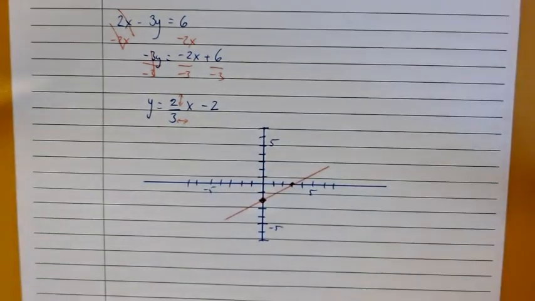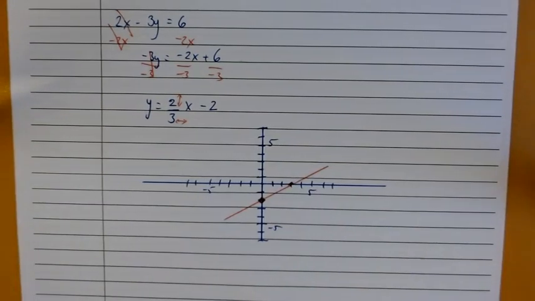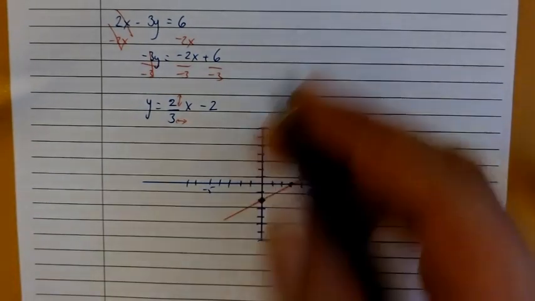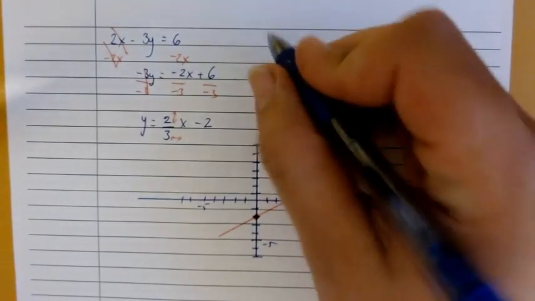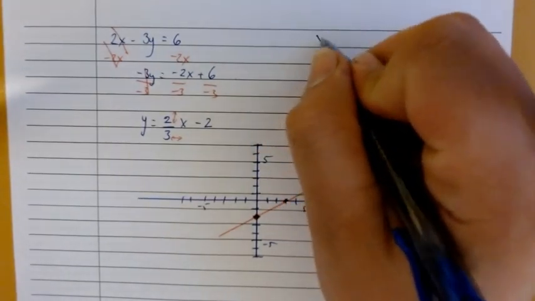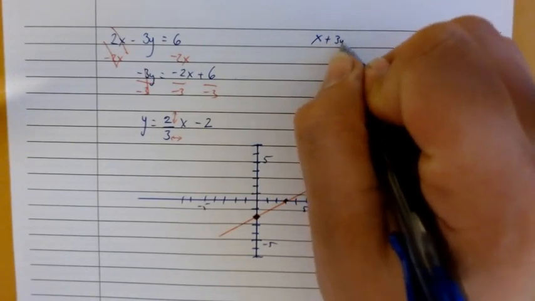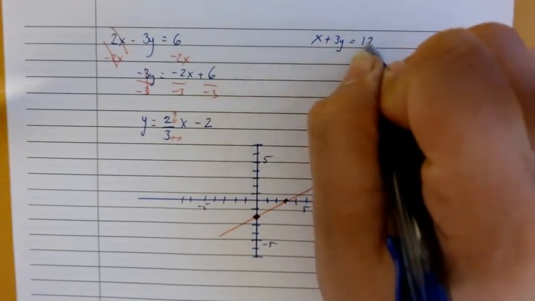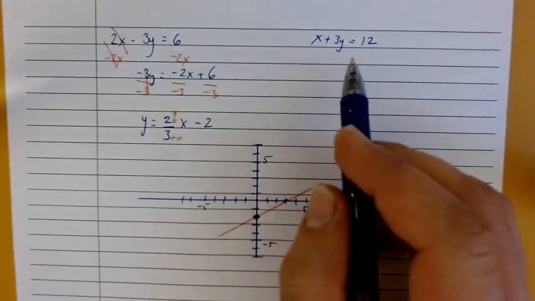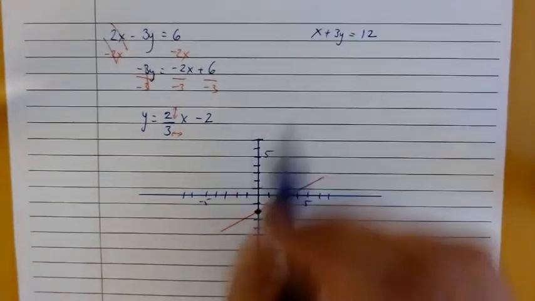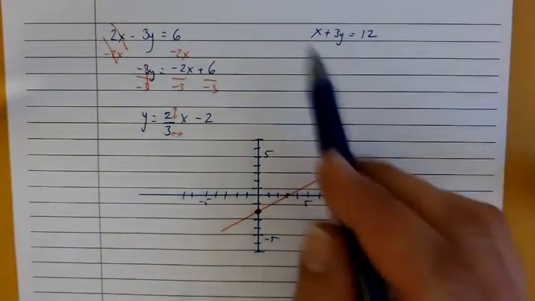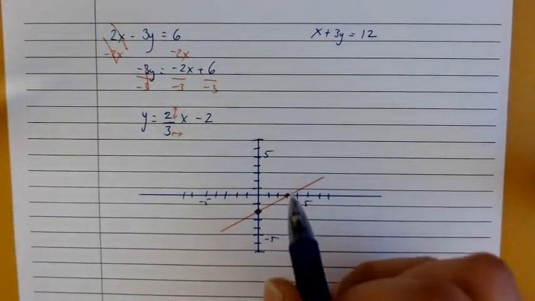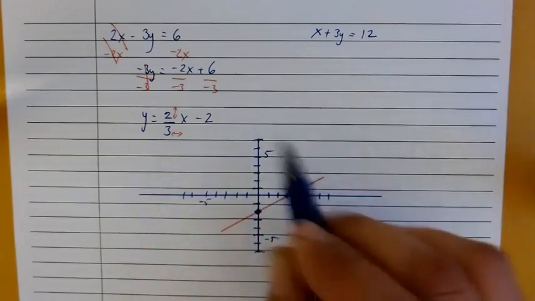All right. So now, what if we had a different line? Well, then it would have a completely different equation. For example, if I had x plus 3y equals 12, that would have a completely different equation. So, go ahead and give that a try. Pause the video and graph this linear equation. Go ahead and graph it on the same graph that you have here.